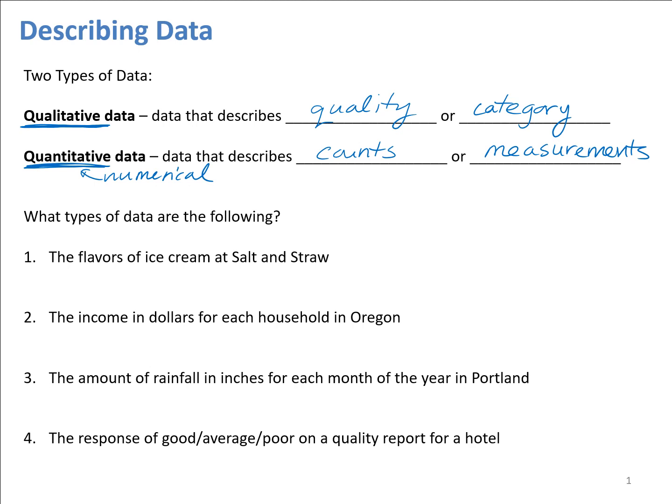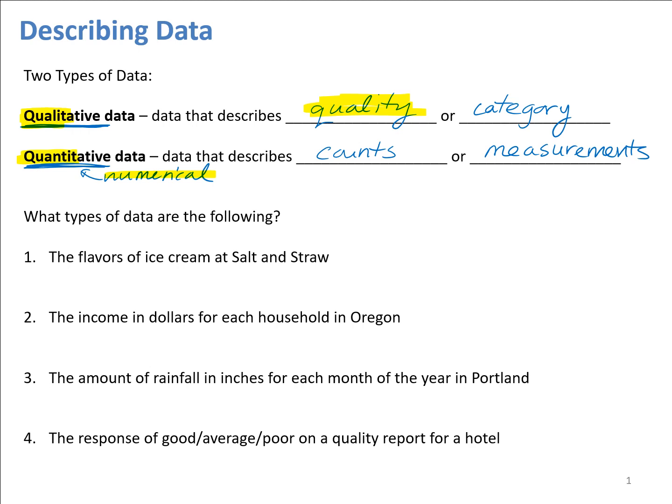One way to remember these two definitions is to think about the beginning of each word. Qualitative data actually starts almost with the word quality, whereas quantitative data starts with the word quantity, which refers to a number. So qualitative would be a category, quantitative would be a number.